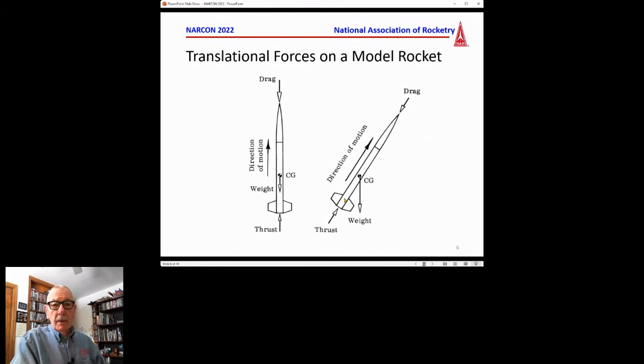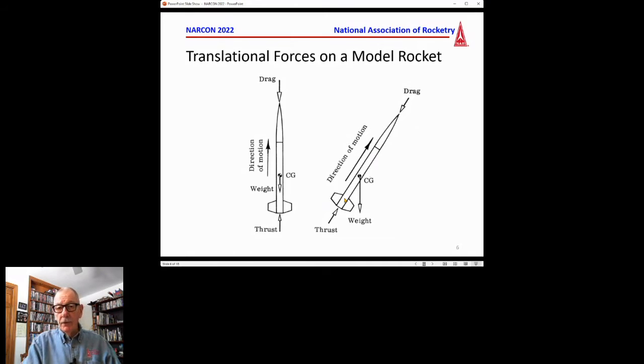Now, the key forces on a model rocket are twofold. There are translational forces on a rocket. These are the translational forces. They're the thrust, the weight, and the drag, typically. The drag is the key aerodynamic translational force because it's resisting your rocket flying as fast and as far as you'd like it to.